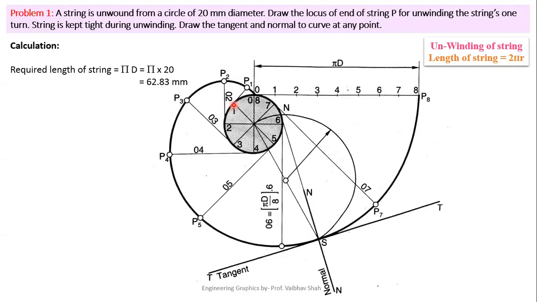Now you simply have to draw tangents from each of the points: from point 1, point 2, point 3, point 4, point 5, point 6, point 7 and point 8. The line is already drawn. Now you will ask, sir, how do I draw the tangents?